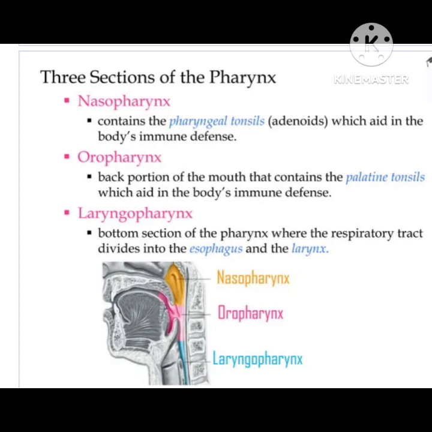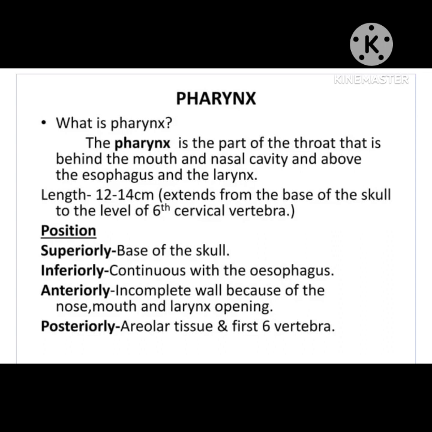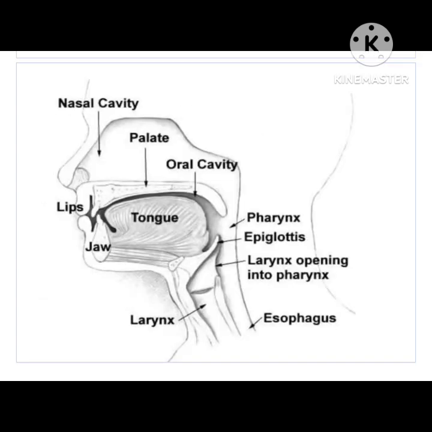The nasopharynx contains the pharyngeal tonsils. The oropharynx, the back portion of the mouth, contains the palatine tonsil, and the laryngopharynx is where the respiratory tract divides. So what is the pharynx? It is the part of the throat behind the mouth and nasal cavity and above the esophagus and the larynx. Its length is 12 to 14 centimeters and its position is the base of the skull.